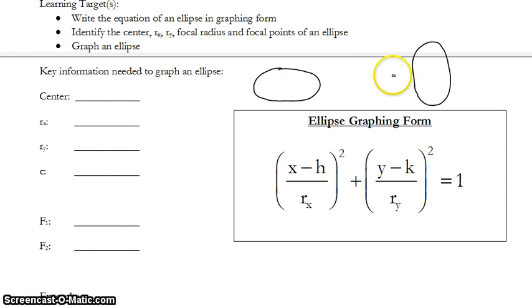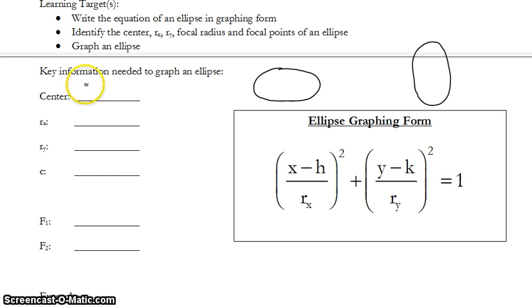So I'm going to use these two diagrams to talk about our key information for an ellipse. First is the center. Using this as our graphing form for the equation of an ellipse, I want to talk about a couple of major components here. It's an addition problem. It's always an addition problem where both my x's and my y's are going to be positive, and it's equal to 1. Those are two primary pieces of information I want you to recognize.